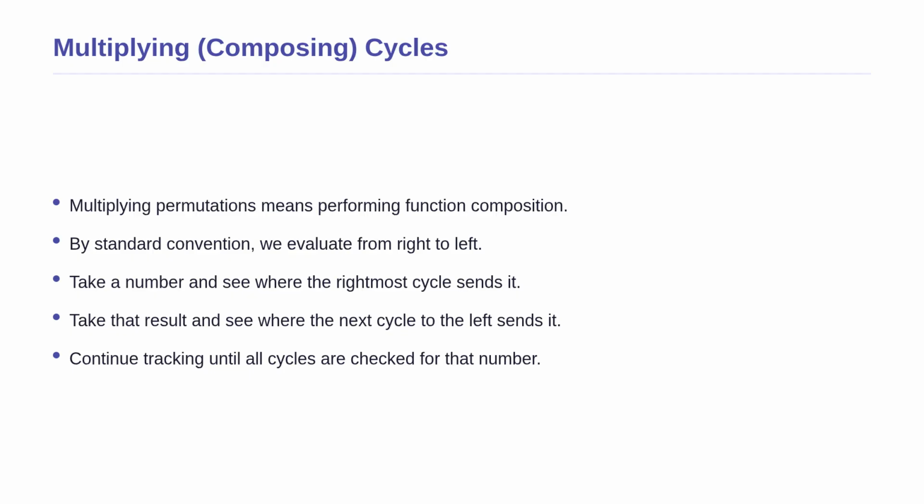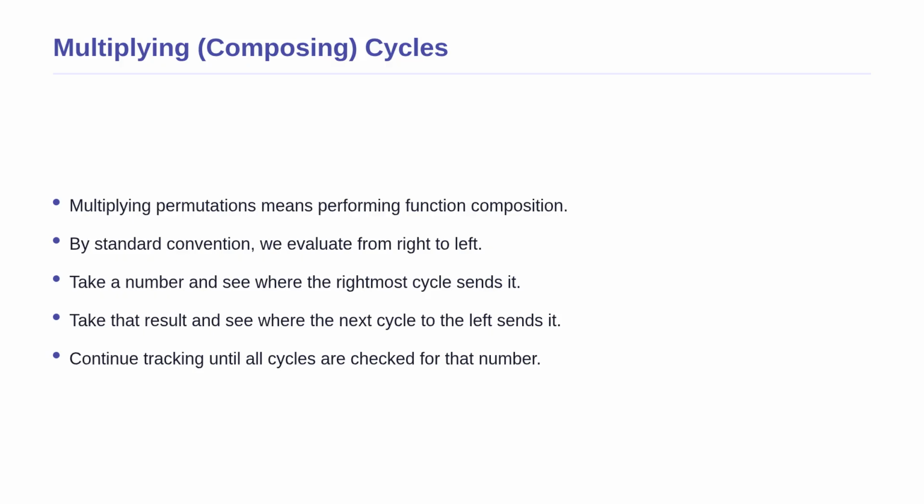Now that we can write individual permutations, let us look at how they interact. What happens when you apply one permutation and then immediately apply another? In mathematics, multiplying permutations means performing function composition. Because these are functions, standard mathematical convention dictates that we evaluate them from right to left. This is a crucial rule.